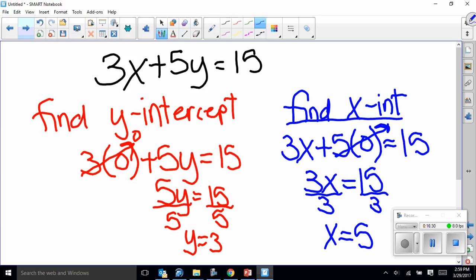So now on your x-axis, plot 5. So now you have 2 dots. So what do you notice after you connect those 2 dots? How do the 2 lines compare? They are the same, right? So it doesn't matter which way you solve, you're going to get the same answer.